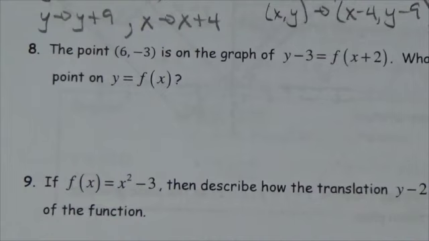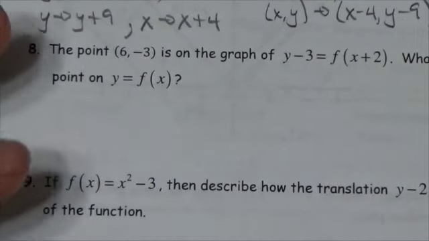The point (6, -3) is on the graph of y - 3 = f(x + 2). What are the coordinates of the corresponding point on the graph of y = f(x)? Okay, this is a really sneaky question. If you are not reading carefully, this question will get you every time.